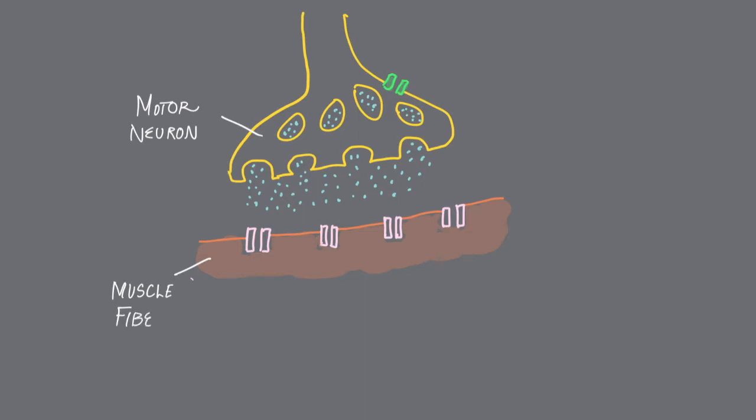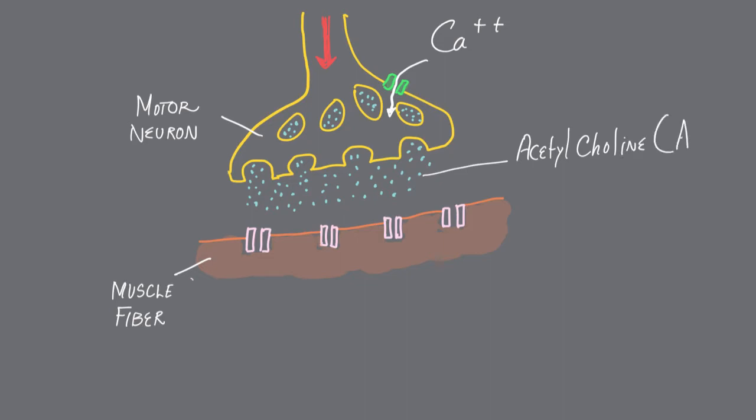So we'll start with an action potential that arrives in the motor neuron and it arrives at the synaptic knob. This is sensed by voltage-gated calcium channels in the synaptic knob, which open and calcium rushes in. Calcium causes exocytosis of the synaptic vesicles, which release a neurotransmitter called acetylcholine, ACH for short.